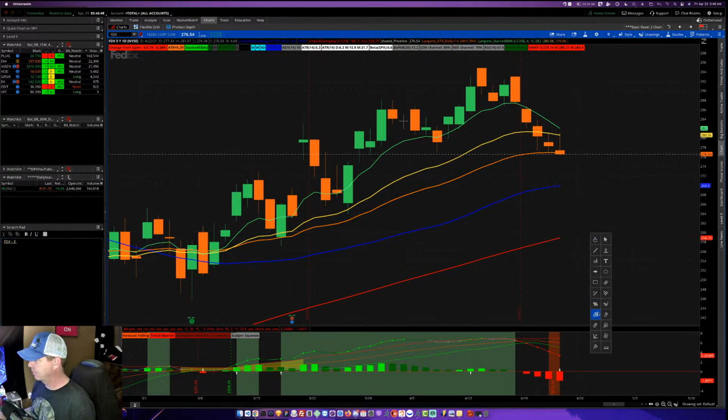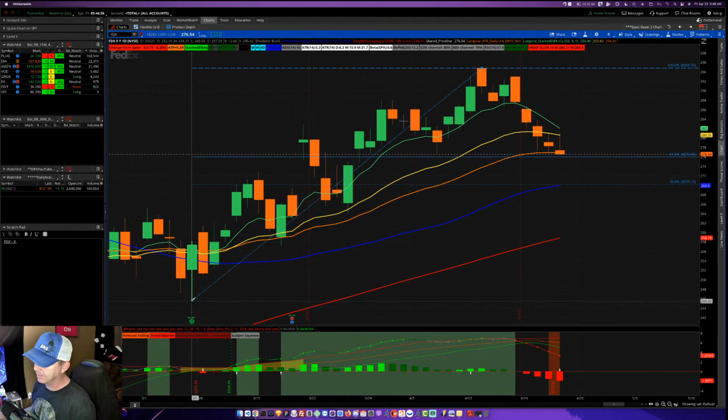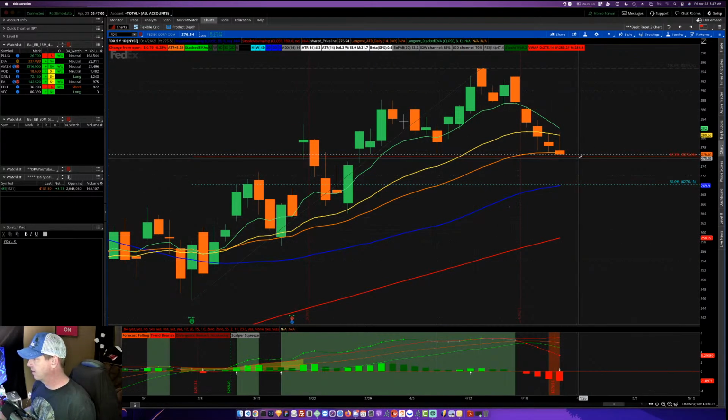I'm going to throw some fibs up real quick. As long as we maintain that support, I feel like Fedex could move in an upward direction as long as the market is moving in that direction. The 61.8% retracement from the high is right at that 275.